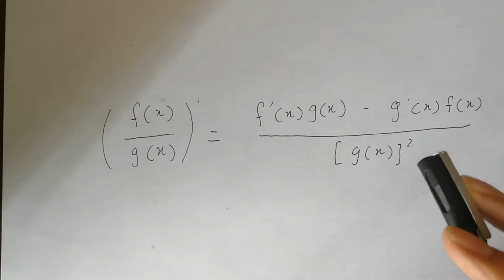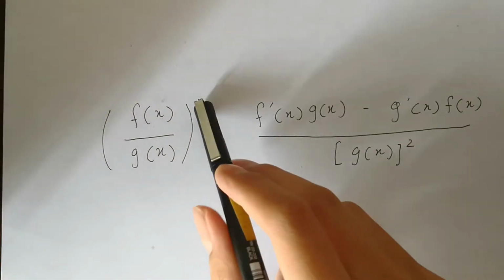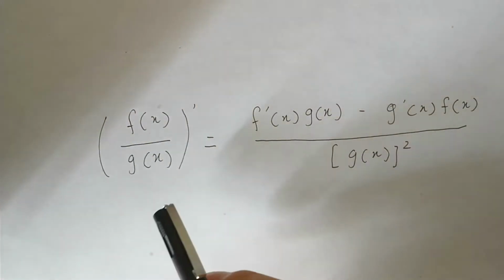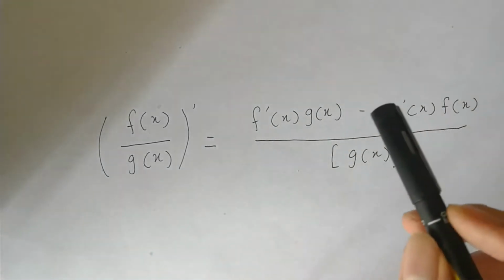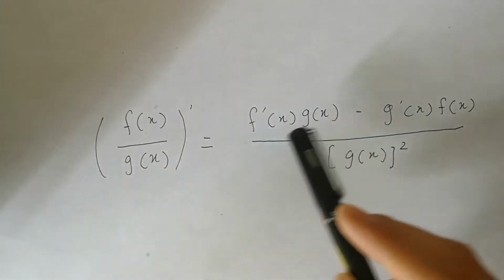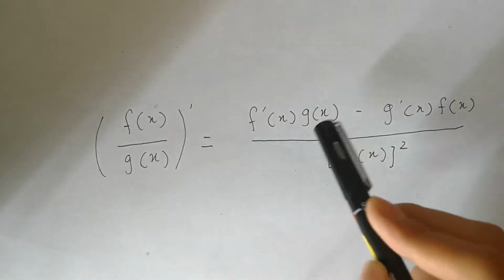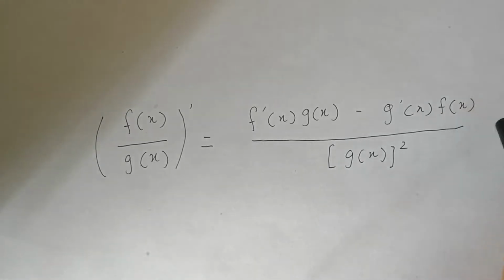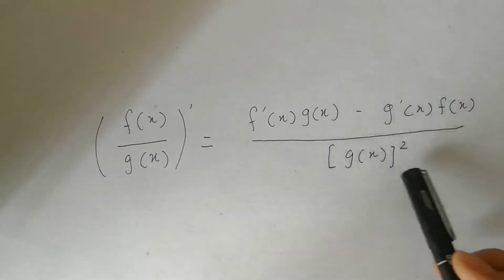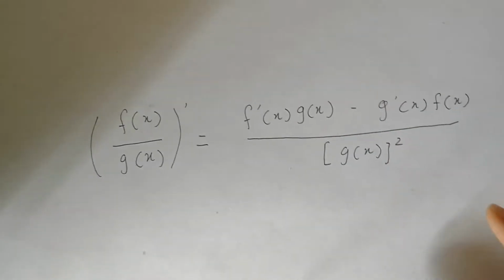Let's take this for example. We have f(x) over g(x) and we want to find the derivative of that. The derivative will be f prime x times g(x), minus g prime x times f(x), and it is divided by g(x) squared.